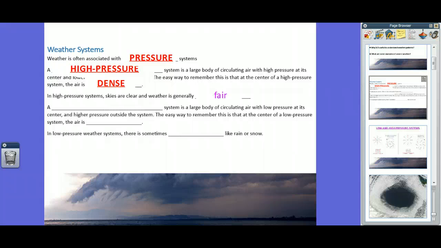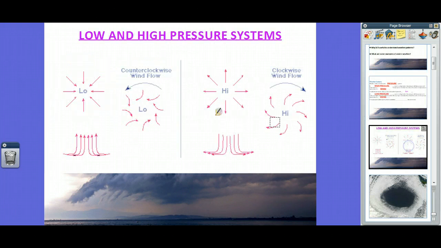Now, on the other hand, a low pressure system is a large body of circulating air also, but low pressure is at the center, not high pressure. High pressure is actually on the outside. The easy way to remember is at the center of the low pressure system, the air is rising. It's lifting up. In addition, in the northern hemisphere, it rotates counterclockwise. So what happens is, as you see on the outside of a low pressure system, they have higher pressure, and the closer you get to it, the lower pressure it is.